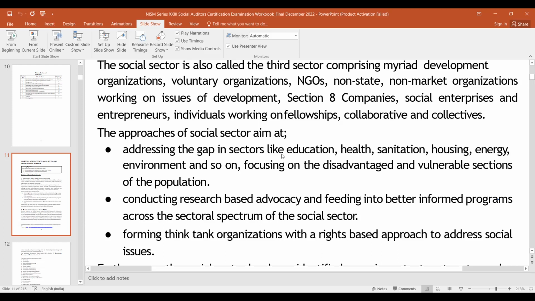So first could be on the type of sector. Second question could be on the type of organizations which are working. Third could be on the sectors: education, health, sanitation, housing, energy, environment, and so on. Next question could be on what type of sections are covered in this.